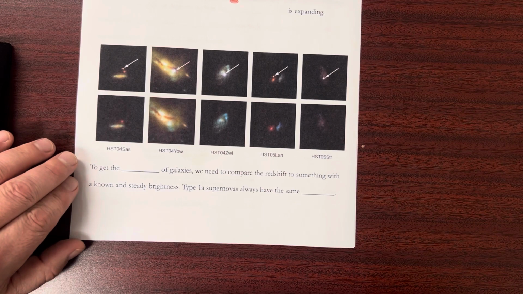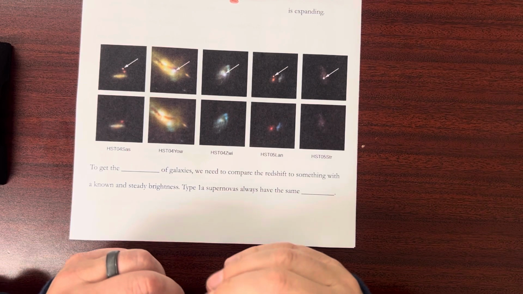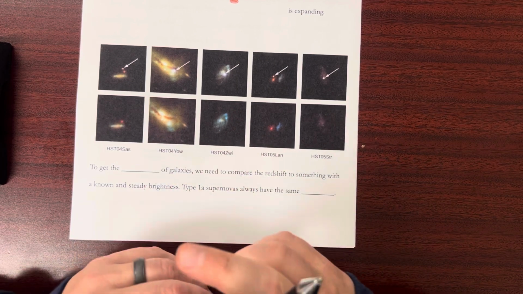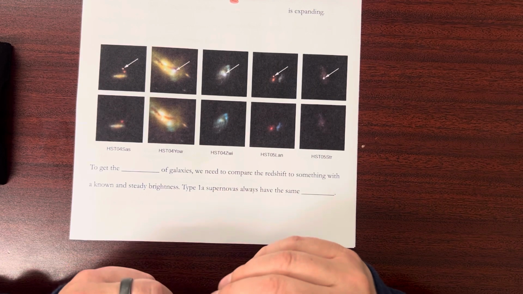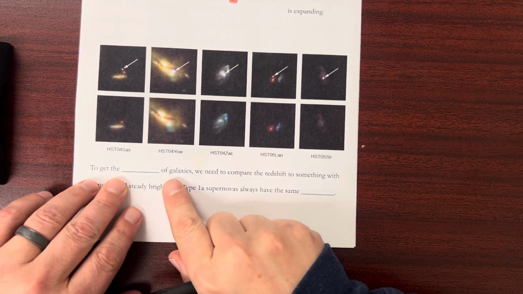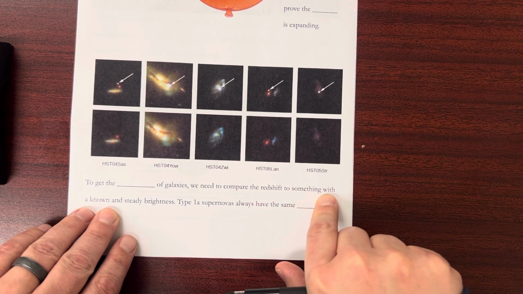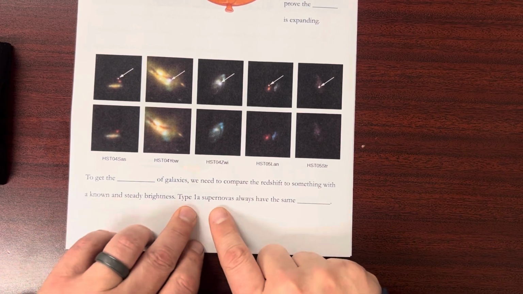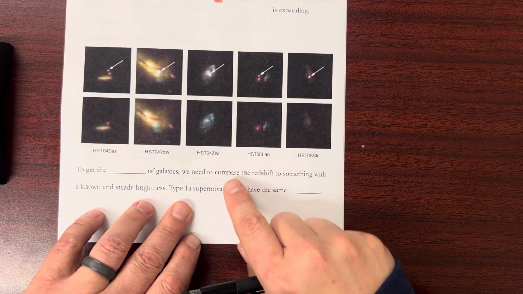Now, in order to understand how old the universe is and how large the universe is, we have to gather more information. What we've done is use objects that have a known brightness. So to get the velocity of galaxies, we need to compare redshift to something with a known and steady brightness. Type 1a supernovas always have the same brightness. So we use these supernovas.